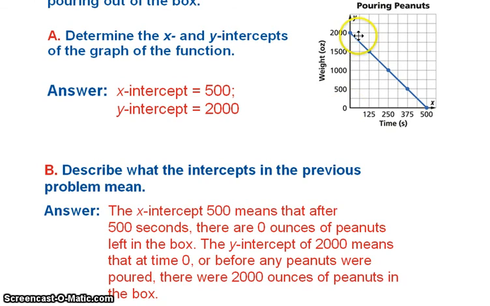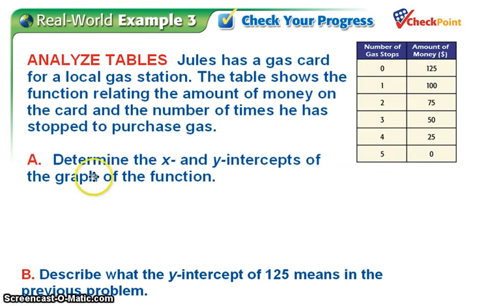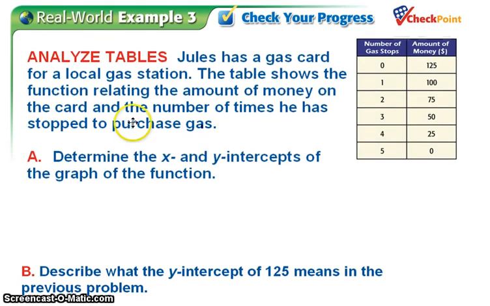Your y-intercept of 2,000 means that at time 0, or after 0 seconds, there were 2,000 ounces of peanuts in the box, meaning when they started, there were 2,000 peanuts in the box before they started pouring them out. So we're doing two things here. We're identifying the intercepts, but then we also have to interpret what they mean in context of the problem. So why don't you go ahead and pause the video. You're going to do the same thing. You're going to determine the x and y intercepts. Then you're going to describe what they mean in context of this problem right here.